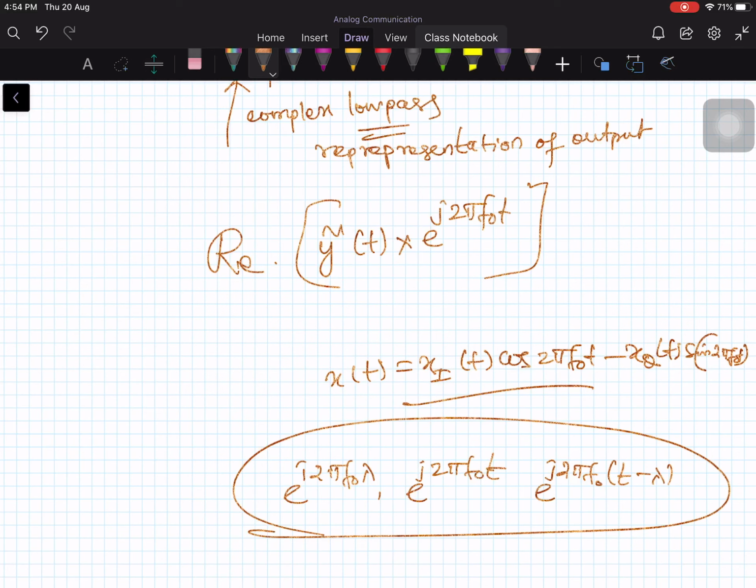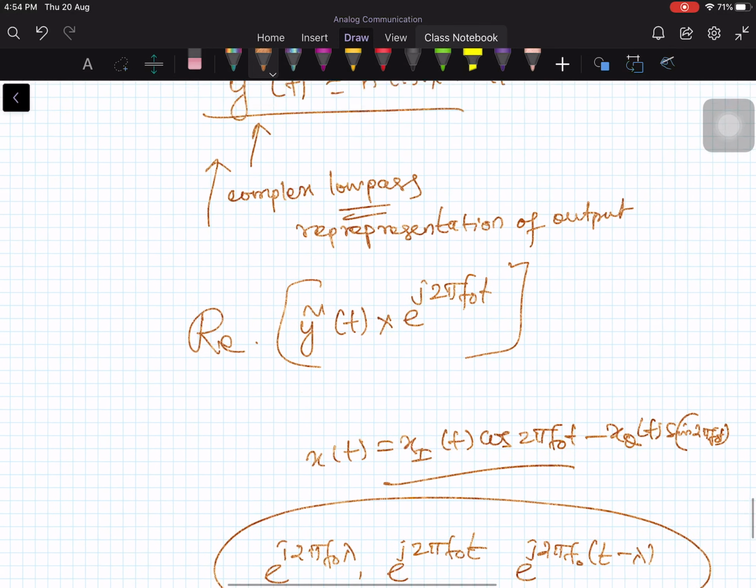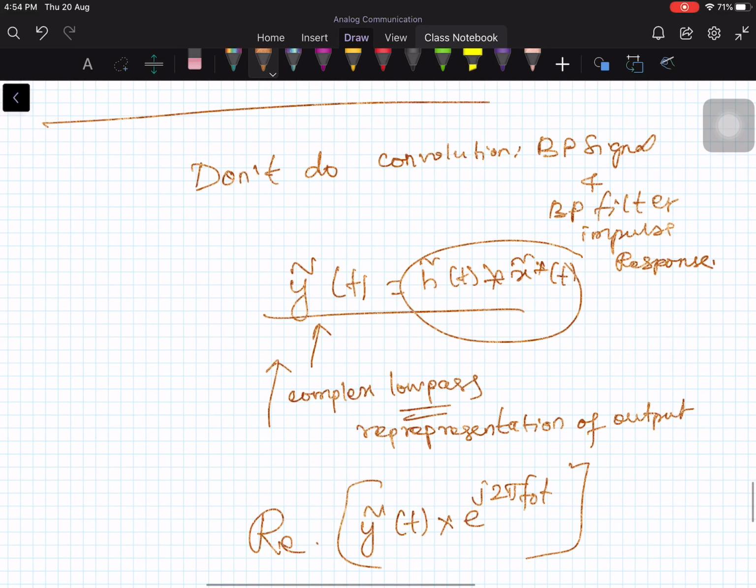Because h tilde of t and x tilde of t carry the information. So only concentrate on the information part, don't concentrate on the carrier part. That's the moral of the story. If you do it like this, you are working on the information part. Information is in h tilde of t and x tilde of t. Merely sin omega naught t and cos omega naught t are carrier parts, so don't spend much energy on that. E to the j 2 pi f naught t is just the carrier term to be added.